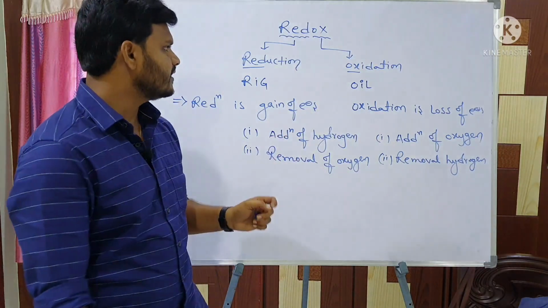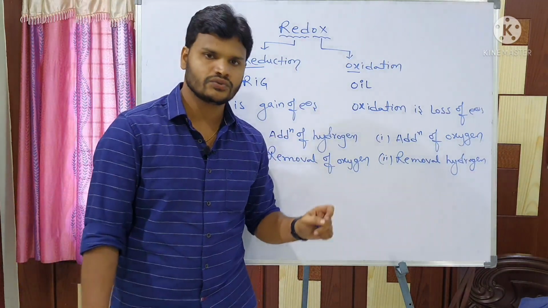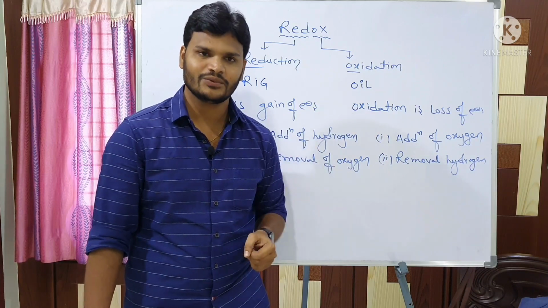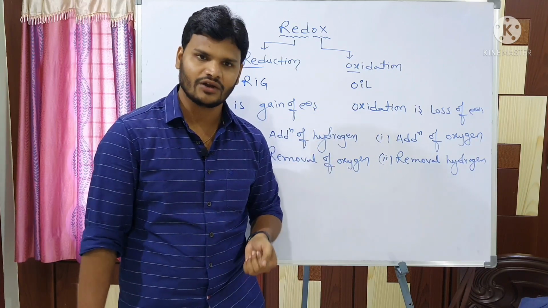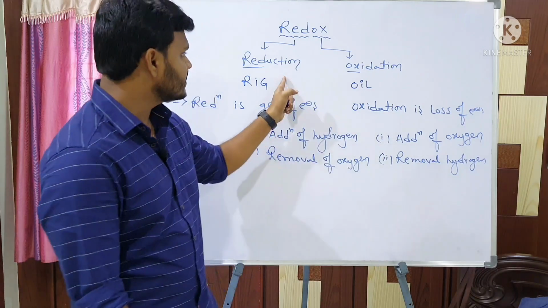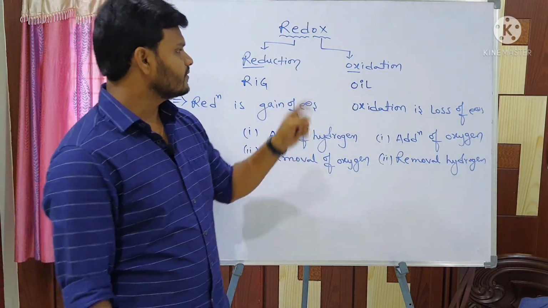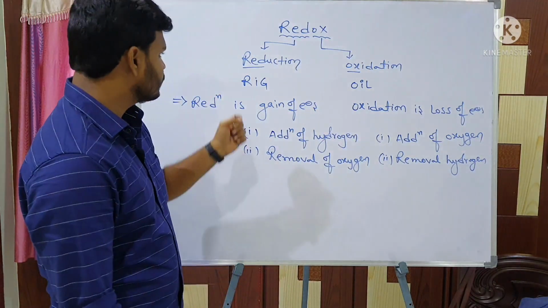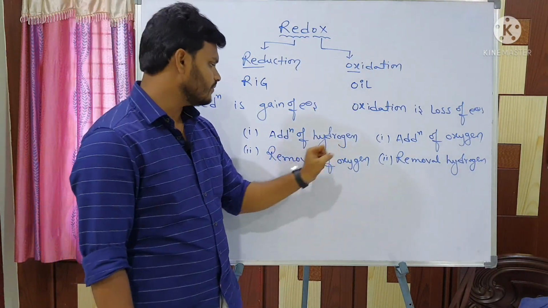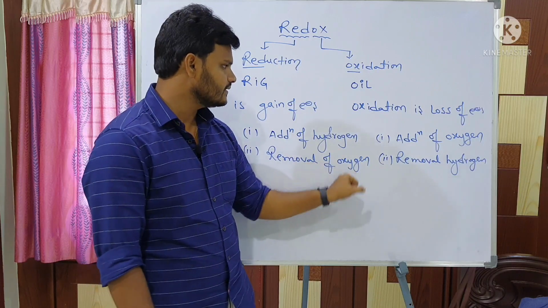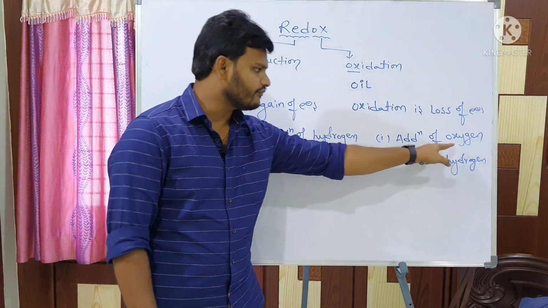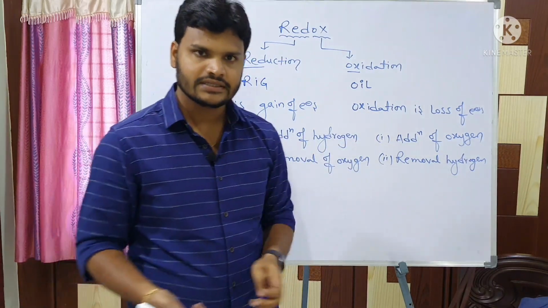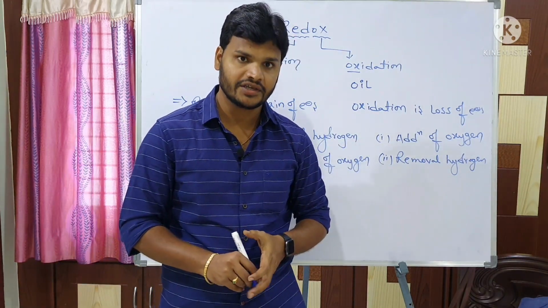Try to understand one important point. The relation between oxidation and reduction is inversely proportional, like hero and villain. Hero is opposite to villain, and villain is automatically opposite to hero. So oxidation is opposite to reduction, and reduction is opposite to oxidation. Clear na? Okay students. So what is reduction? Addition of hydrogen, removal of oxygen. What is oxidation? Addition of oxygen and removal of hydrogen. Clear na students? So this is the basic important key point.